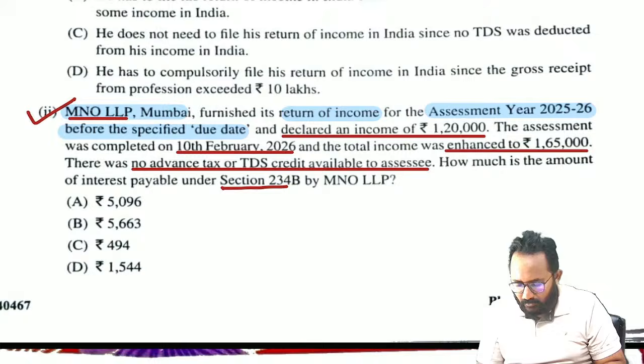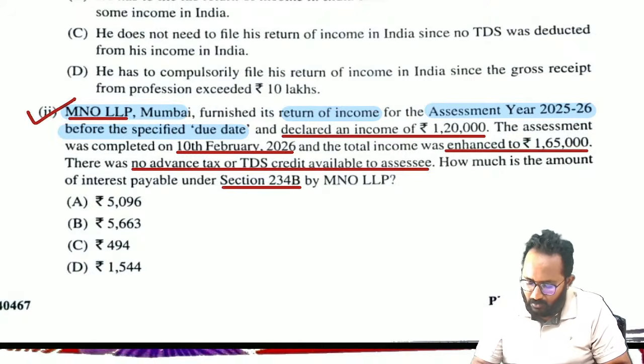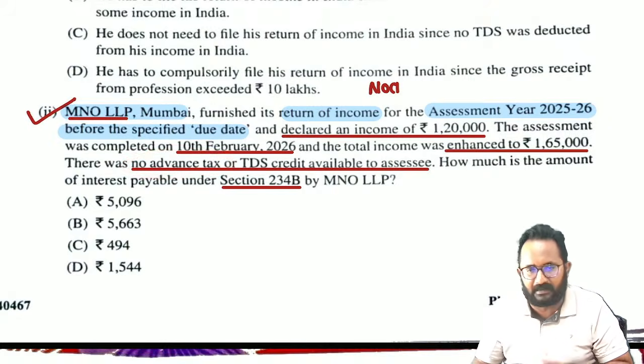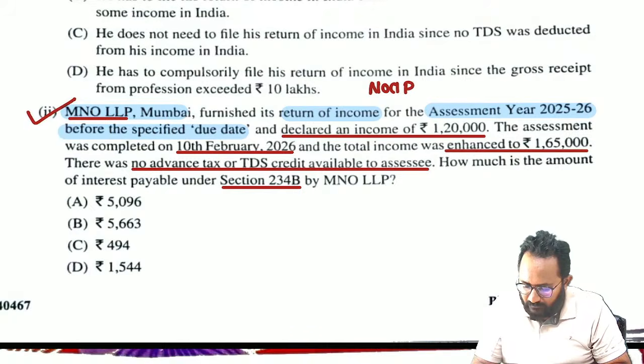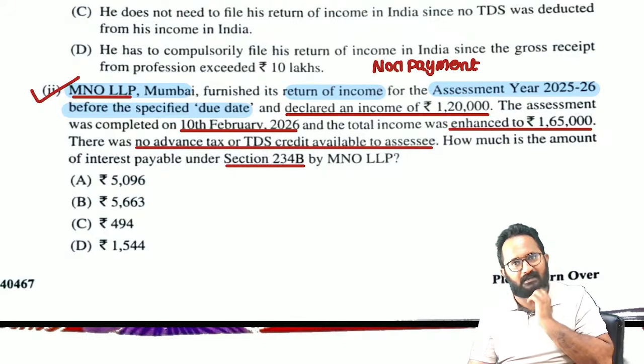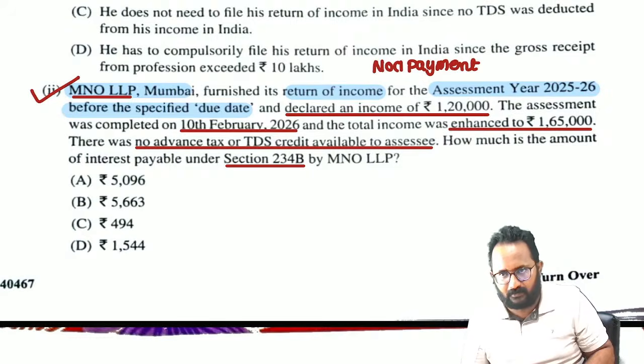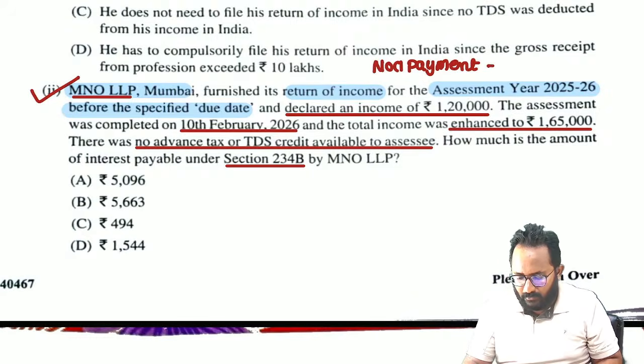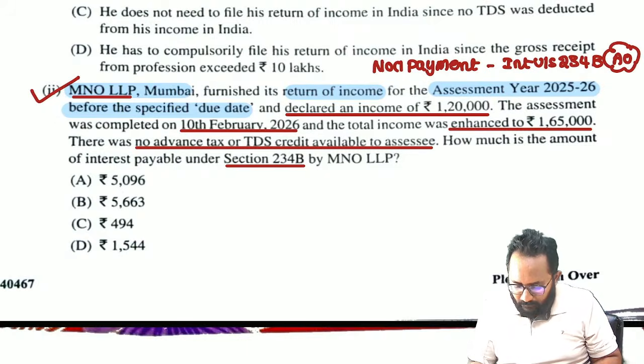Ma, 234B, here for what purpose we are calculating? Ma, non-payment case, because clearly in this question there is no advance tax paid in that year. So that's why it is non-payment. Many are asking this doubt. Sir, here who will calculate the interest? Ma, the assessing officer, because assessment completion details are given, right? Non-payment interest under section 234B will be computed by whom? Ma, AO.